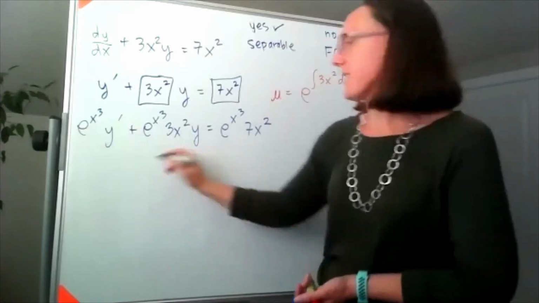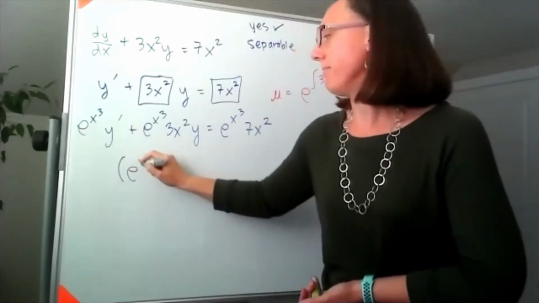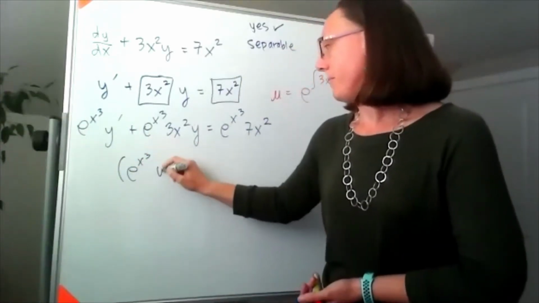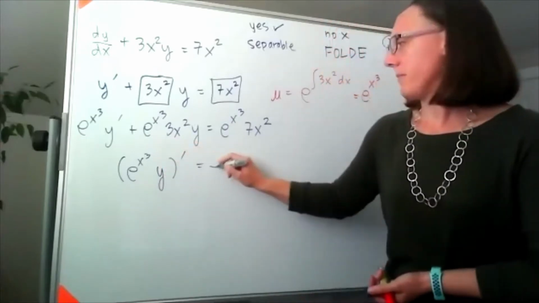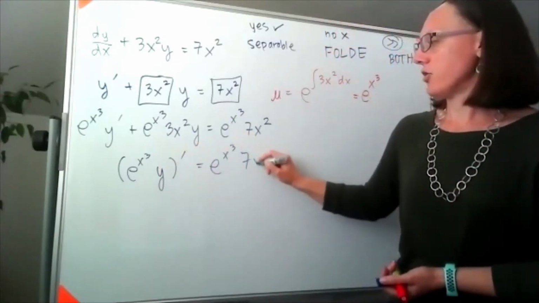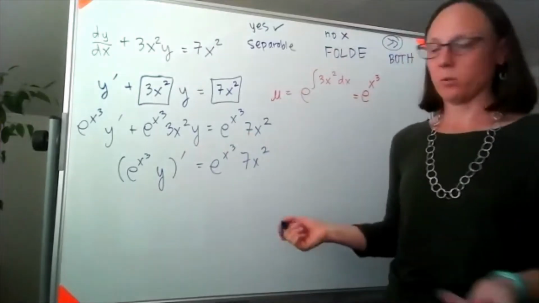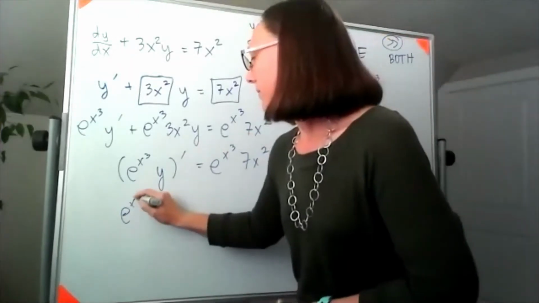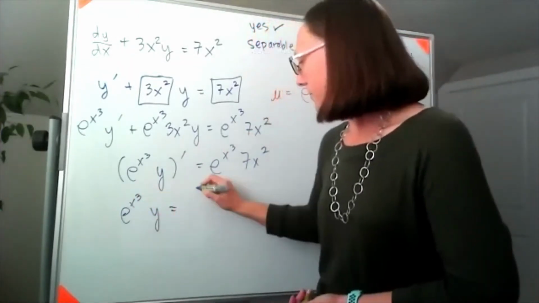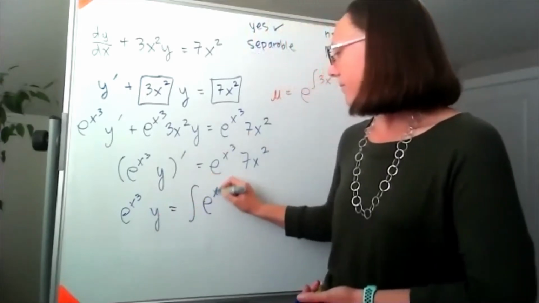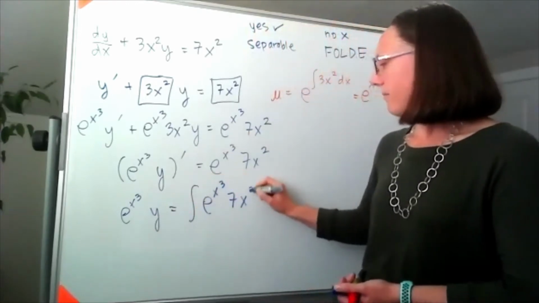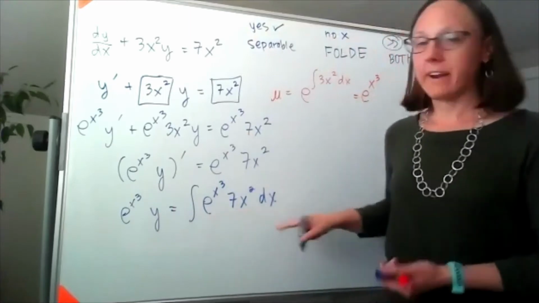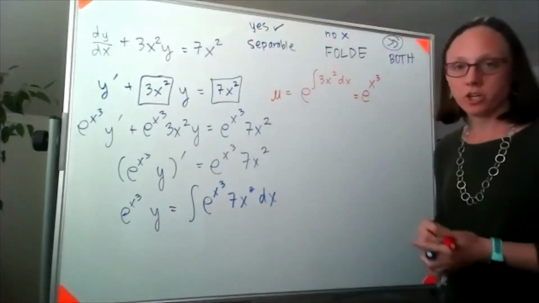Observe that on the left-hand side, we have a product rule. And then undo that product rule by integrating both sides. And over here, it looks like we've got a u substitution.